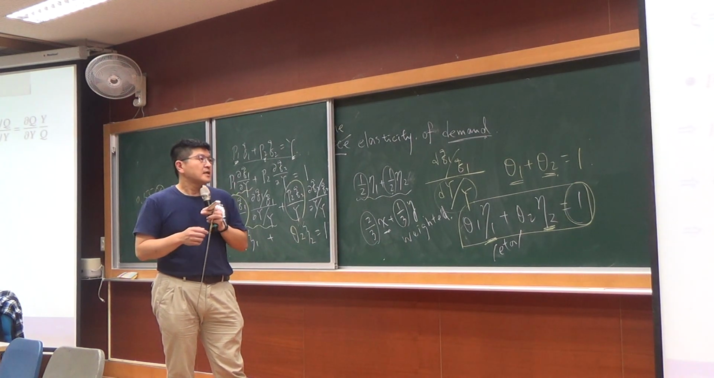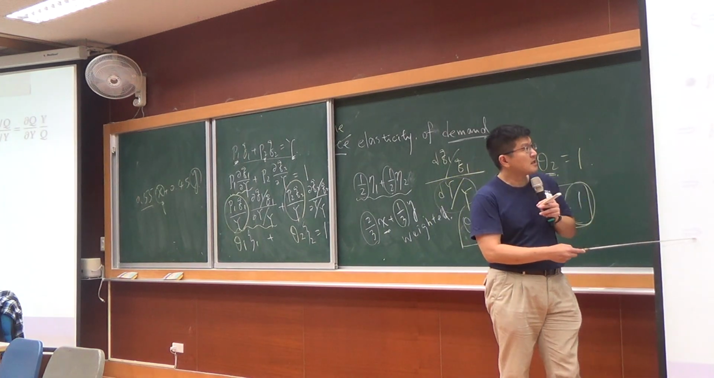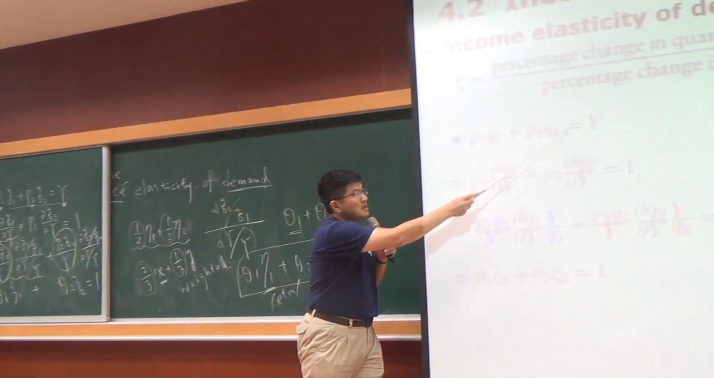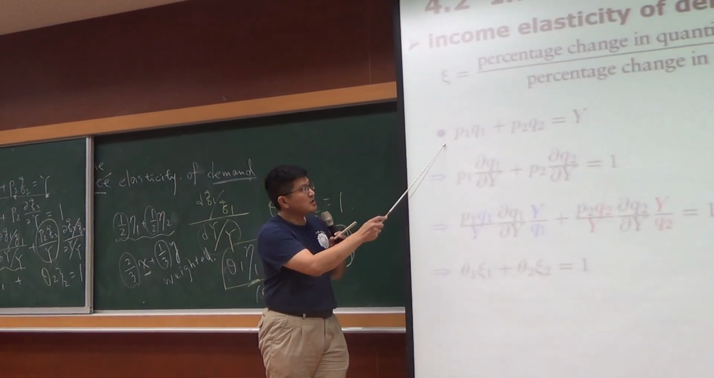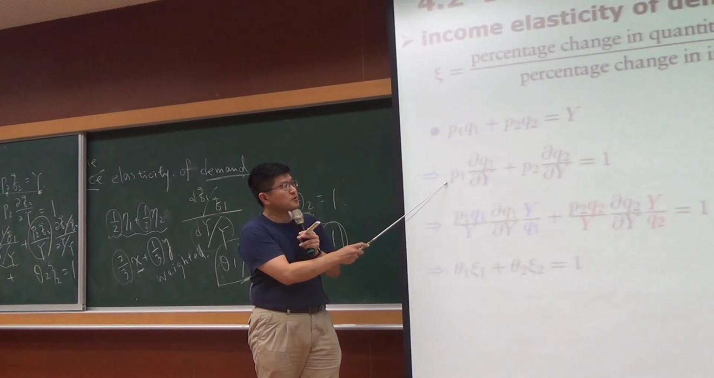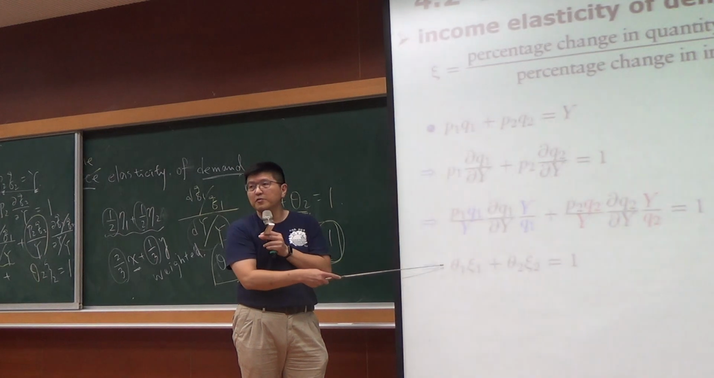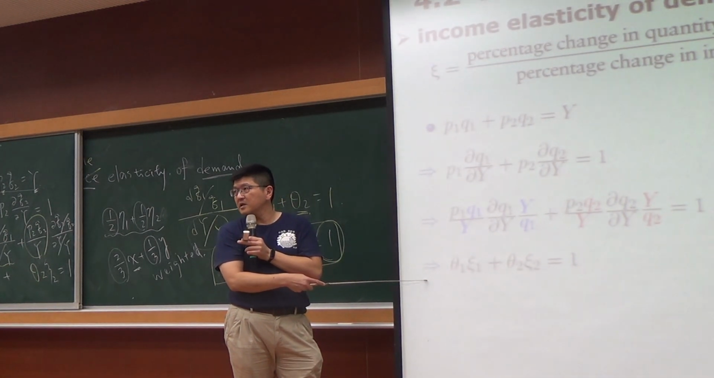All right. So the formula here is just derived from the budget constraint. We differentiate the budget constraint with respect to Y, and then we get this formula. Okay, so this formula must always hold.